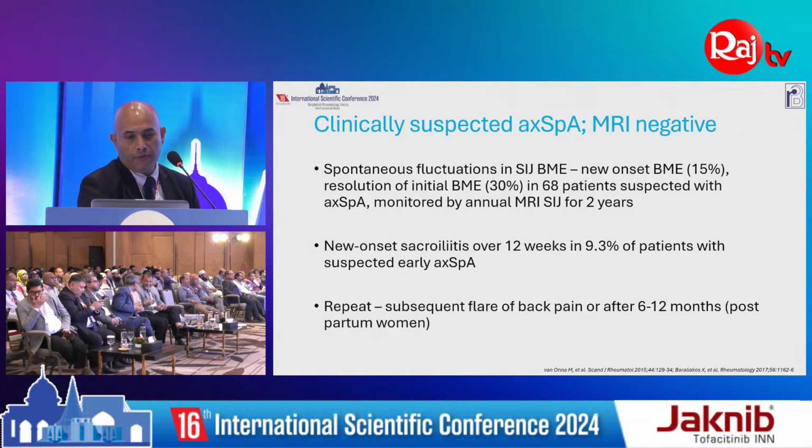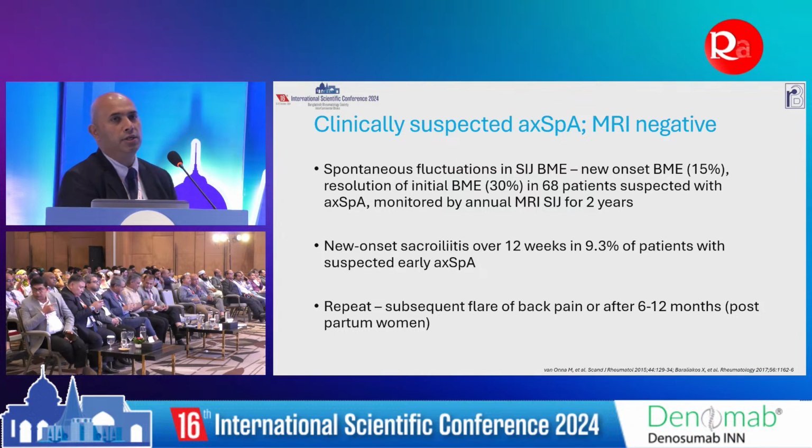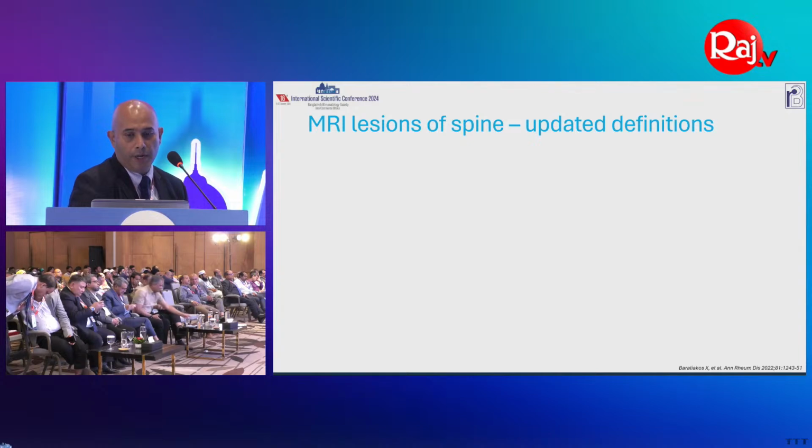So what do we do when you have a strong clinical suspicion of axSpA, but the MRI is negative? Essentially the bottom line is you repeat after 6 to 12 months. You have to wait and repeat.